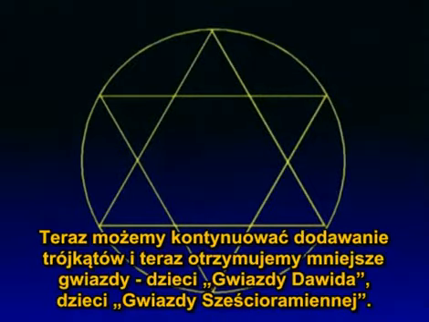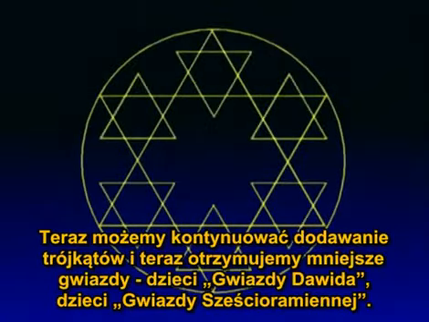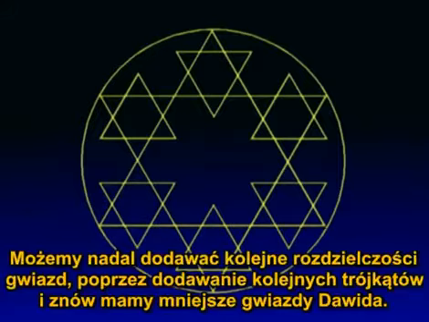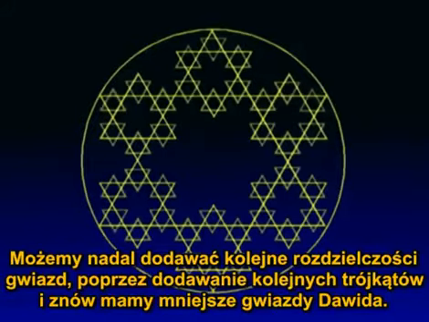Now we can continue to add triangles. And now we get smaller stars, baby stars of David. Okay, baby six-pointed stars. We can continue to add other resolutions of stars by adding more triangles. Again, smaller stars of David.